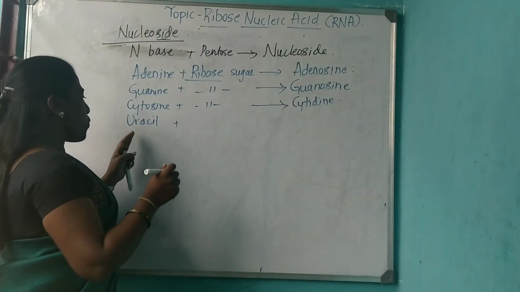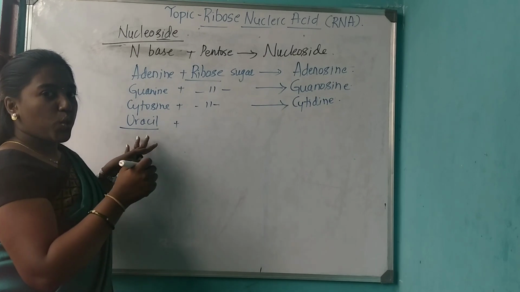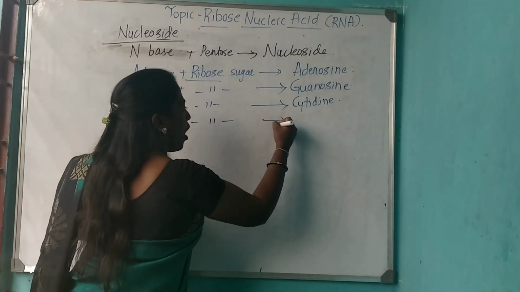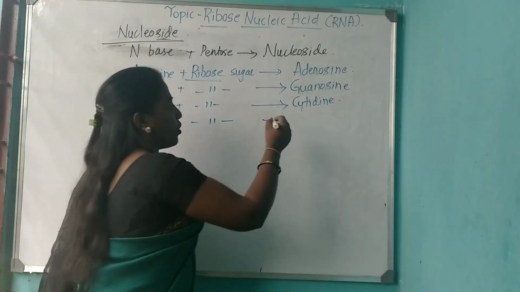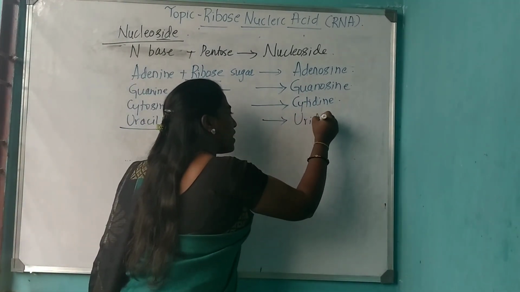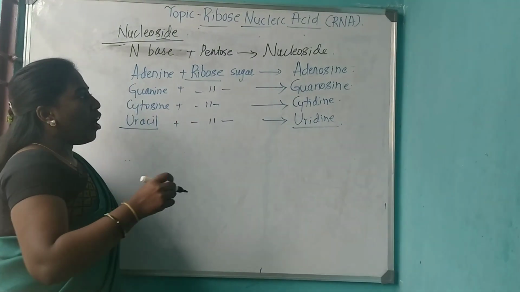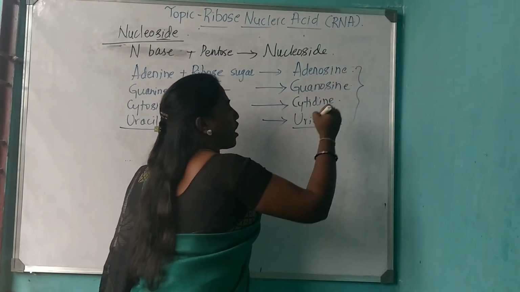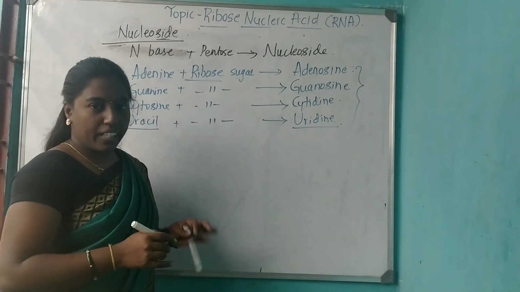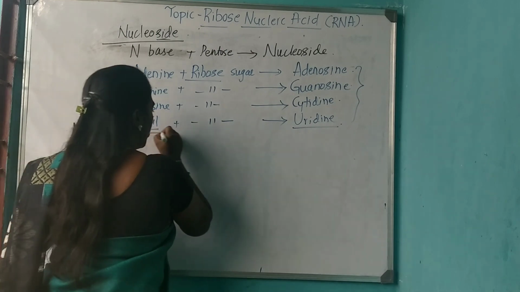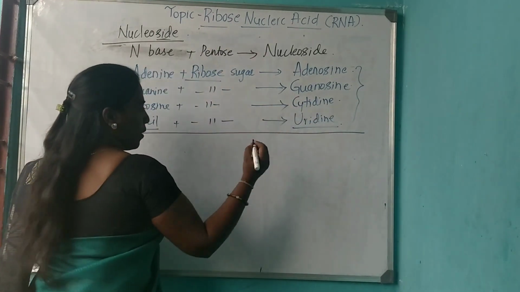The next one is uracil. So uracil combines with the ribose sugar to form uridine. So this is regarding the 4 nucleosides which you can find in case of the RNA. Now let us see about nucleotides, how the nucleotides are formed.